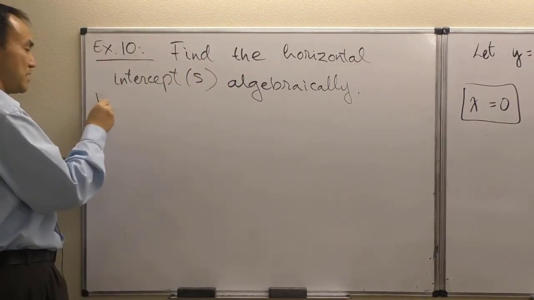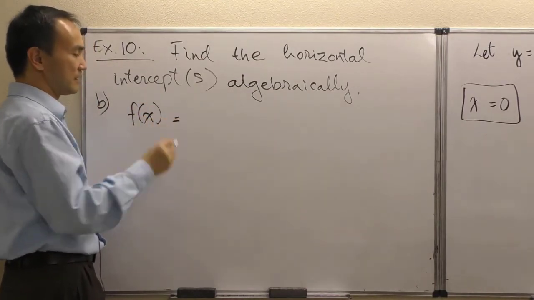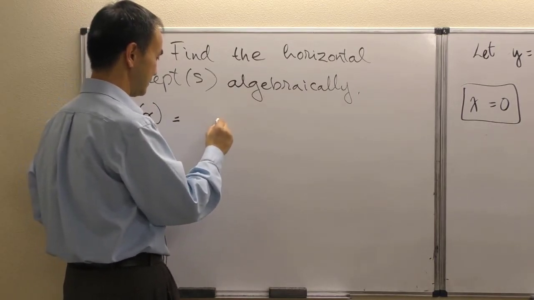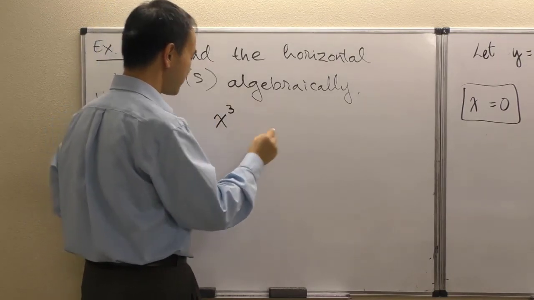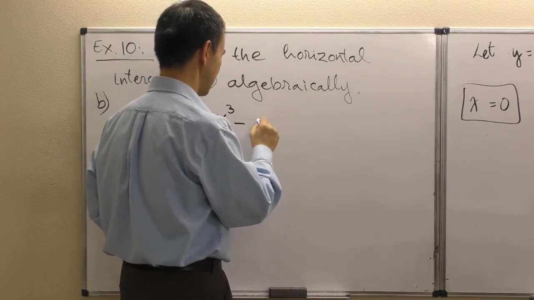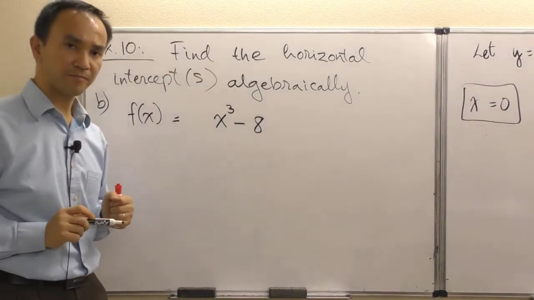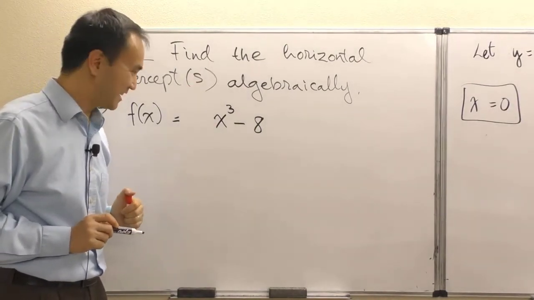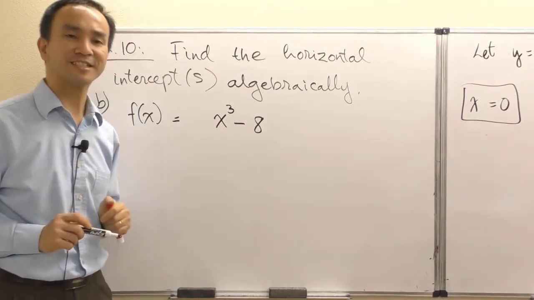Now part B, let's look at a polynomial, how about x cubed minus 8. All right, x cubed minus 8. It's a short cubic function right there. So now it's in general form, and we need to factor it.